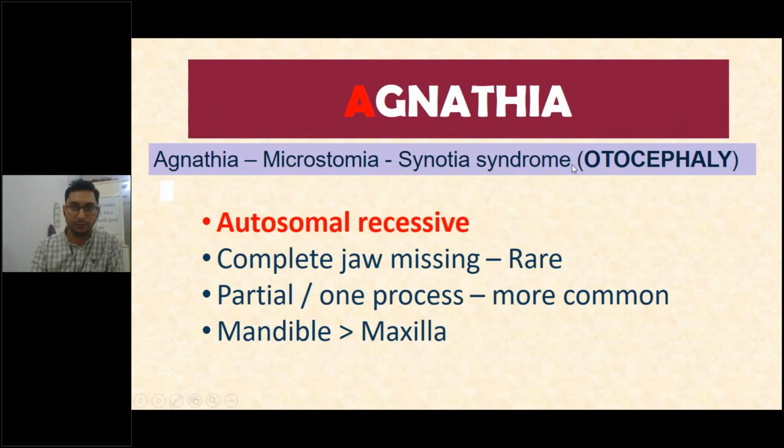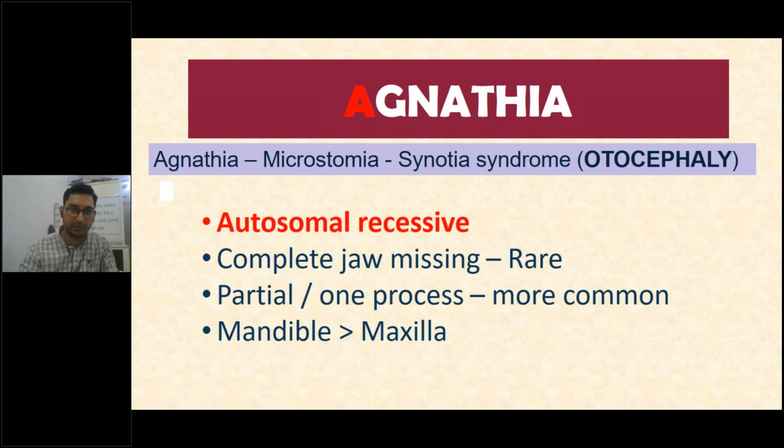Agnathia: you need to remember this syndrome first. This is the most common syndrome presenting with agnathia. Okay, this is very important. Agnathia microstomia synotia syndrome. This is also known as otocephaly. Oto, I'm sure you know what oto means. Oto means ears, cephaly is with the head. So it is basically the relationship of ears with the head that is known as otocephaly. This term is sometimes used for agnathia. Otherwise, otocephaly represents this whole syndrome, that is agnathia, microstomia, synotia.